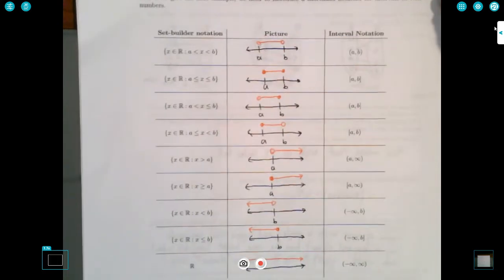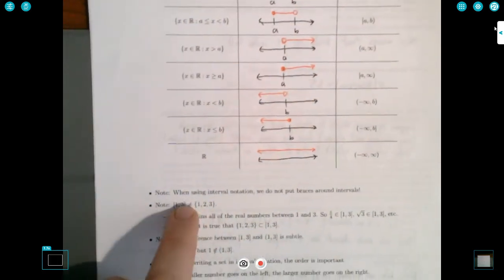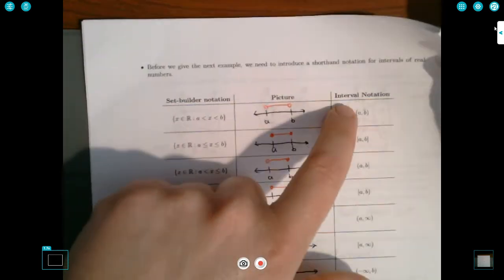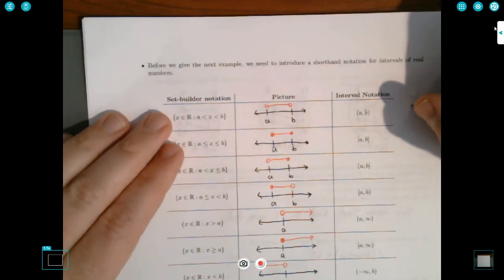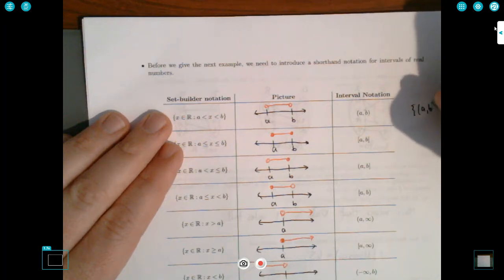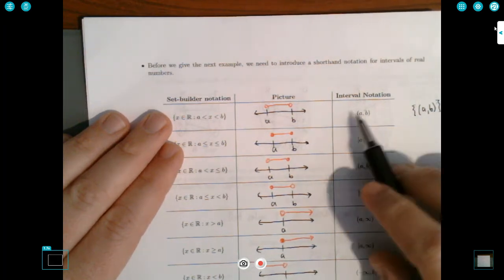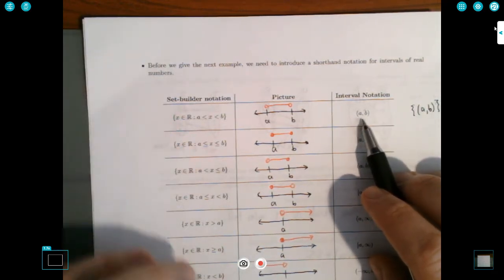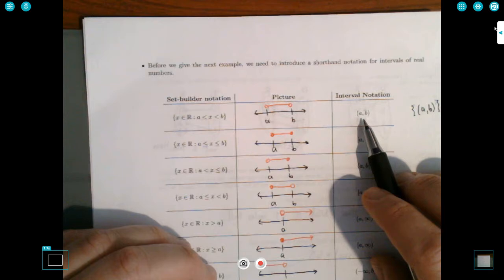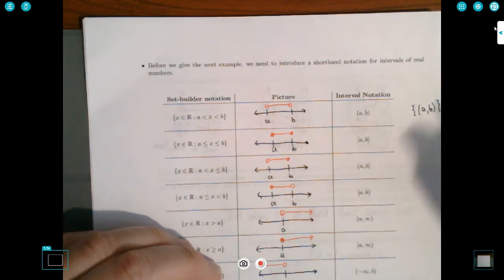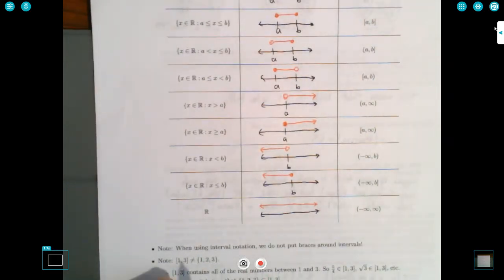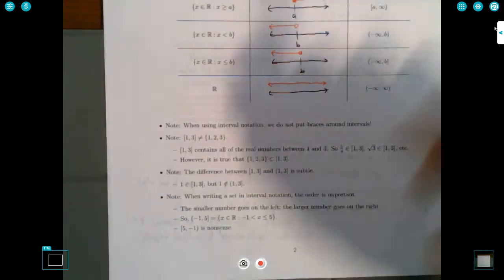A couple things to point out about this. When using interval notation, we do not put braces around the intervals. So we don't write this interval as the set {a, b}, because this is not the same thing as that. This would be a set made up of a set. In interval notation, it's already taken for granted that what you're looking at here is a set, so you don't put curly braces around it. So don't do that.